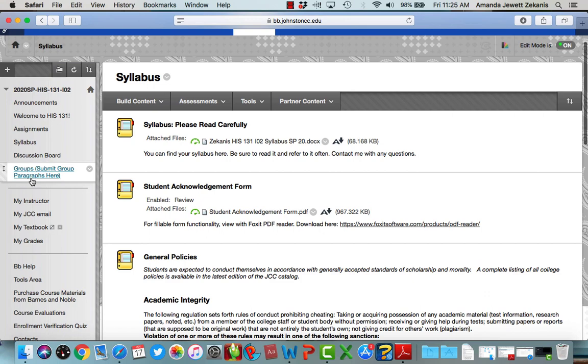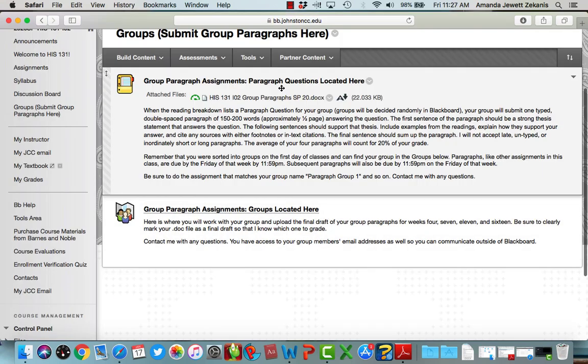Basically these last four or five sentences about the paragraphs, I have copied into Blackboard. So if we go over here on the left to the groups, submit group paragraphs here. You will submit by that Friday night, just like the discussion boards are due by a Friday night, and the exams, and the paper on week 14. That's the default due date for our stuff. Your group paragraph will be due by the Friday night at 11:59 p.m. on week four.